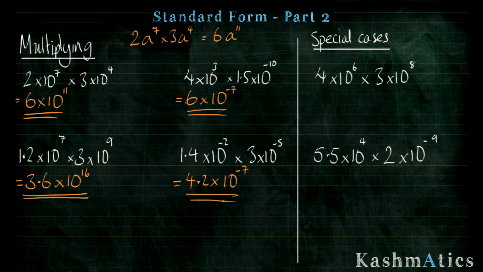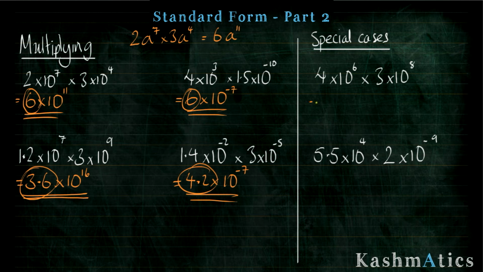Now you might wonder why these ones on the right are special cases. Now we were fortunate with these examples over here. This first number in all the cases is between 1 and 10. And that's the requirement for a number to be in standard form. It has to be between 1 and 10. It can't be 10, but it can be 1. Okay, so that fits that requirement.